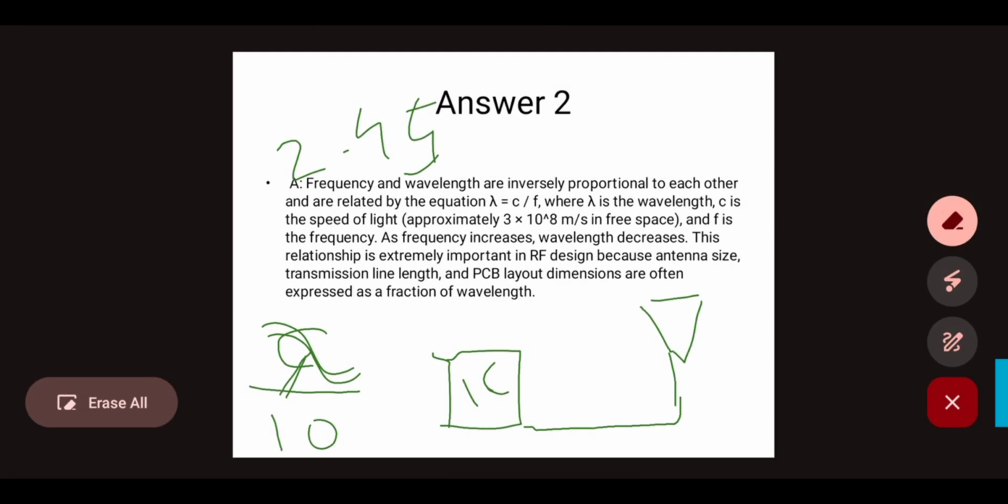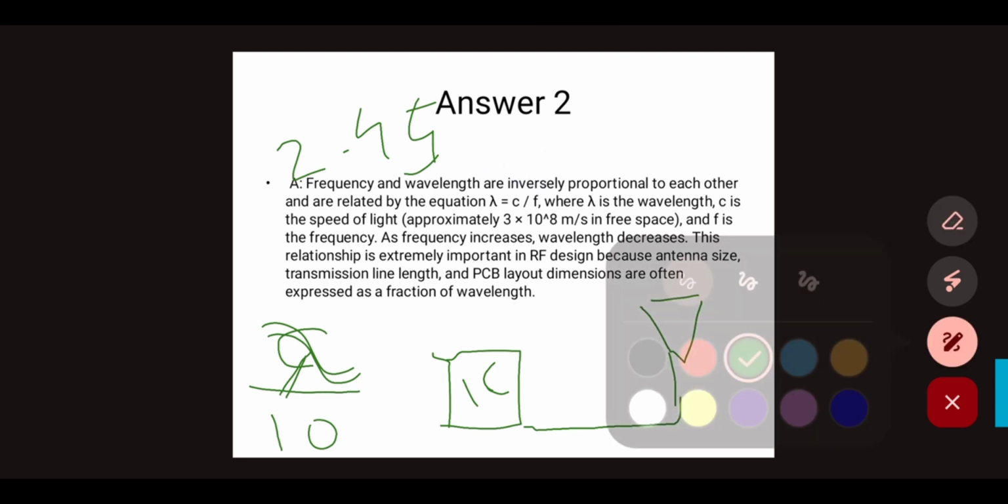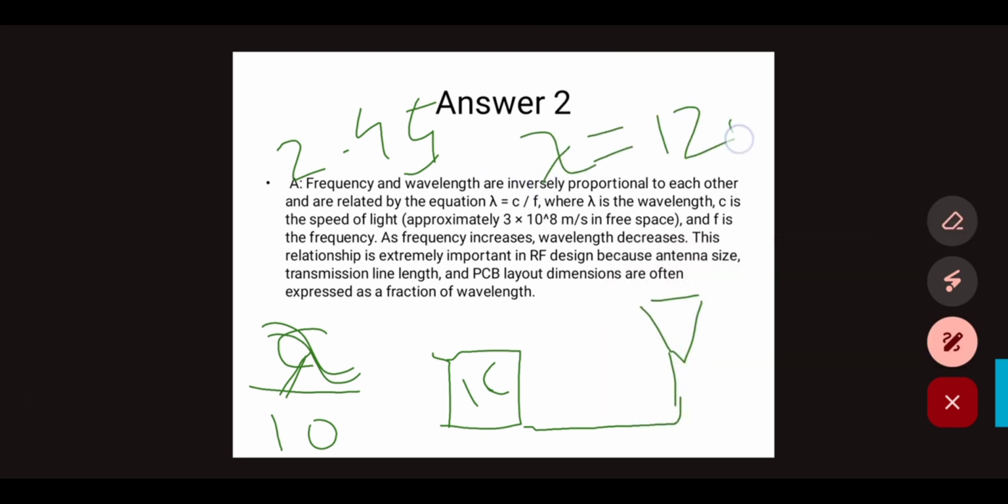Okay, 12 centimeter. Now we got lambda equals 12 centimeter. Now 12 centimeter divided by 10, we have 1.2 centimeter, which is around 12 millimeter.